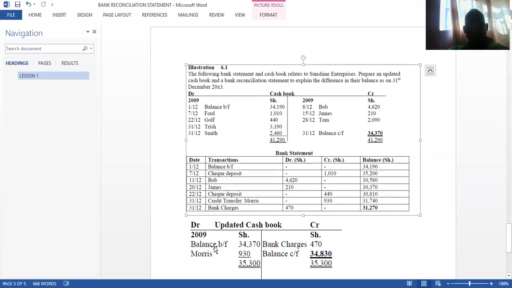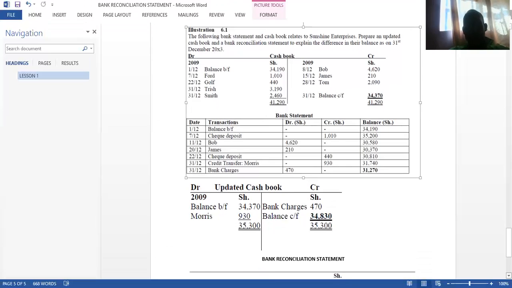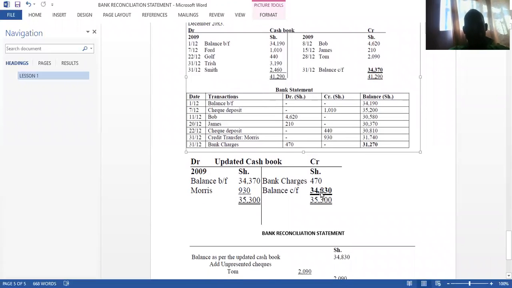Remember, we normally start with the balance brought forward. Anytime you are updating the cash book, this cash book balance of 370 is here. This was the cash book at the end of the year, but this balance is not correct. That's why it is appearing here. So this is the balance that we are updating. You use it here as the balance brought forward, and then you add what was missing on the debit, and you minus what is missing on the credit side. Upon getting that, this was supposed to be the correct balance for the cash book, 34,830. This is actually what we normally call the balance as per the updated cash book.